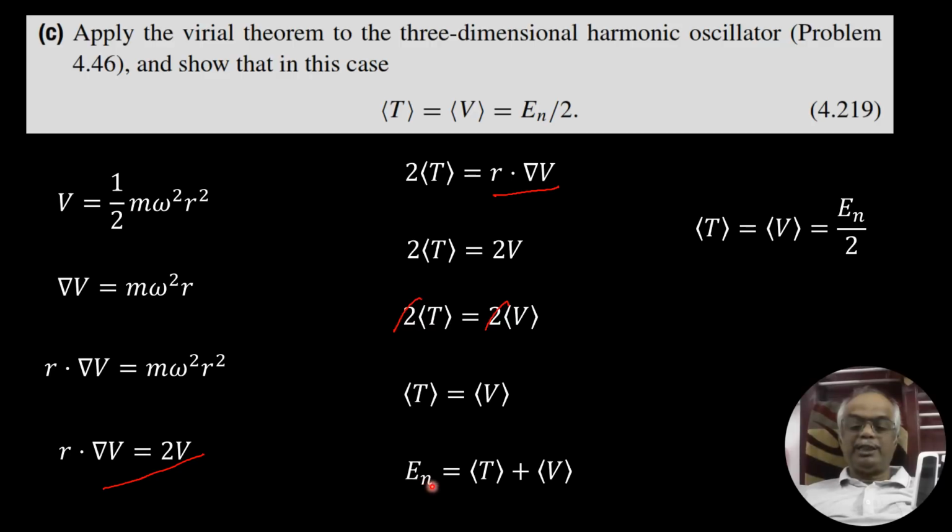So E_n is equal to the expectation value of T plus V. So here in our case T is equal to V. Naturally this will be equal to E_n divided by 2. We have proved this also.